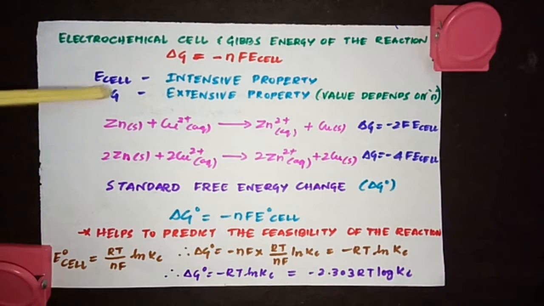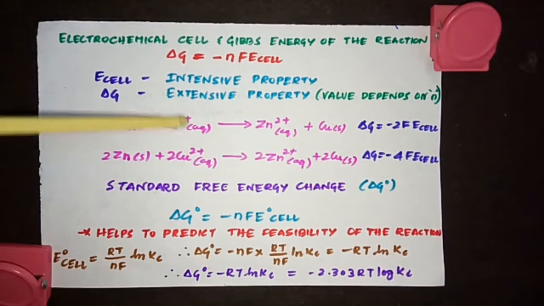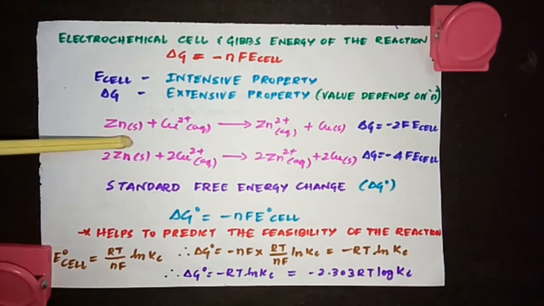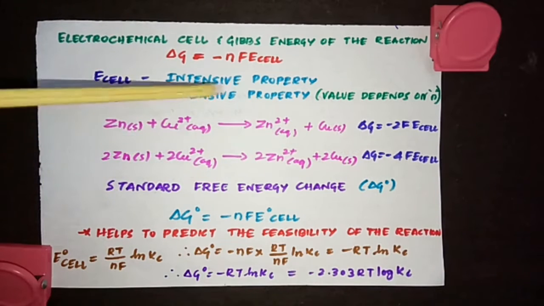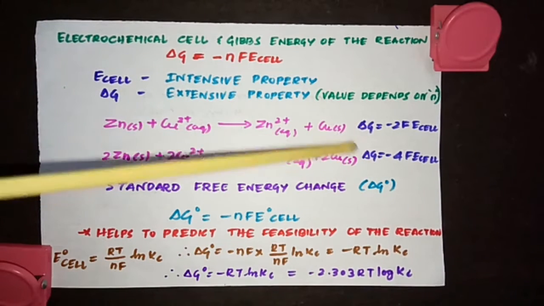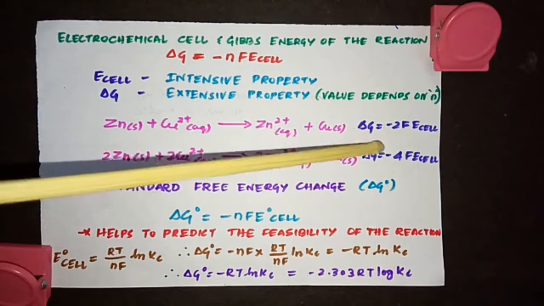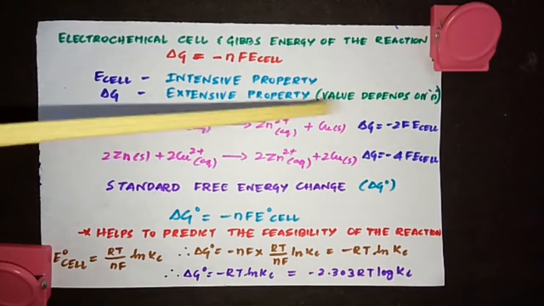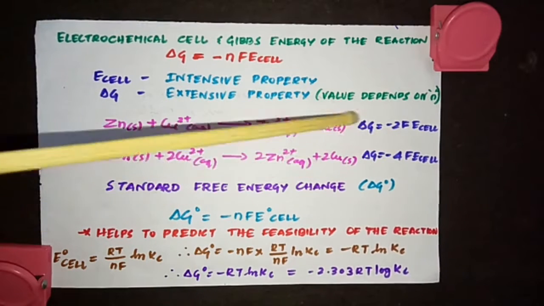Now let's see an example to understand this. Look at this redox reaction. Zn solid plus Cu2+ aqueous giving you Zn2+ plus Cu solid, which means Zn is getting oxidized to Zn2+ and Cu2+ is reduced to Cu. So for this, delta G is equal to, use this formula, minus nF E cell. What is n here? 2 electrons are involved. So minus 2F E cell is the delta G value.